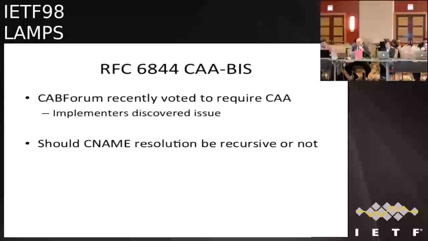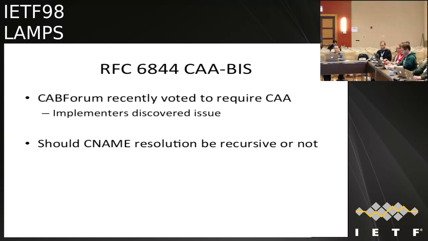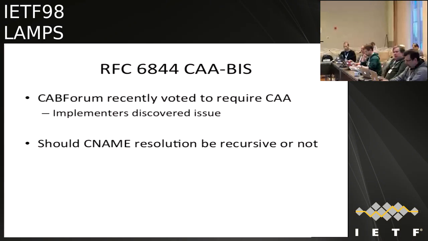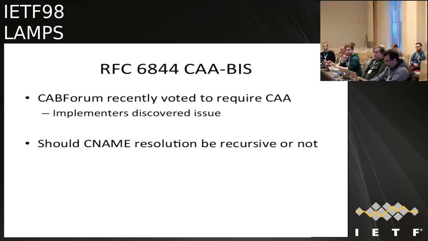So basically, this is an issue that's arisen with CAA. Some of you may know, in DNS, you stick a note in there to say who can issue for a particular domain. And this has recently been voted as a requirement in the CAB Forum base requirements. And, as usually happens when people are forced to implement, they actually start reading the specs and reopen all the design decisions. And we ended up with a question as to whether CNAME resolution should be recursive or not.